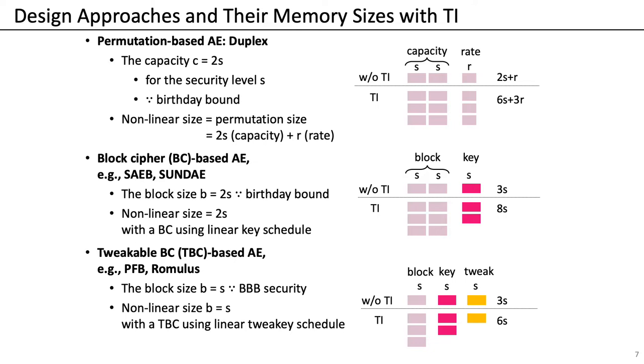Here the nonlinear size becomes 2S with the block cipher using linear key schedule. Finally, in tweakable block cipher based design like PFP or Romulus, the block size B equals S because of their beyond the birthday bound security. So the nonlinear size equals S with the tweakable block cipher using linear tweakey schedule.